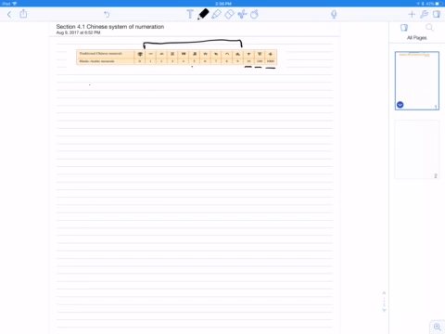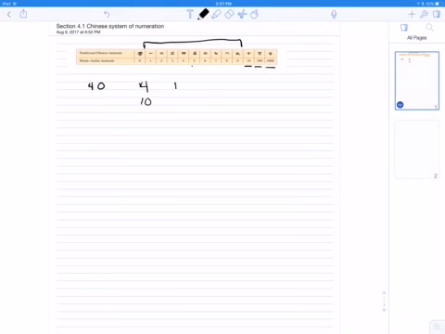So for example, if you wanted to represent the number 40 using the Chinese system of numeration, we place the symbol for 4, because that tells us how many, over the symbol for 10, that tells us what. So the symbol for 4 over the symbol for 10. So let's consider the following Chinese numeral.